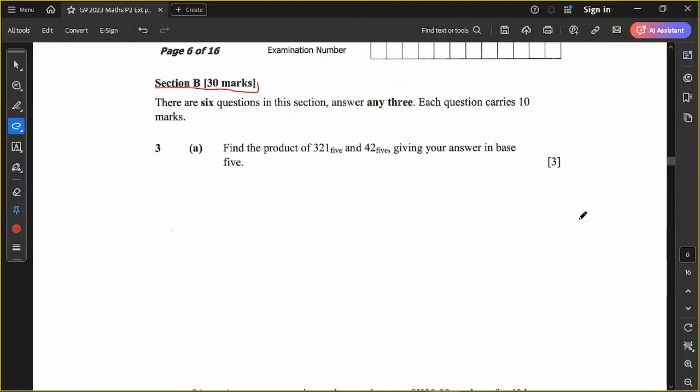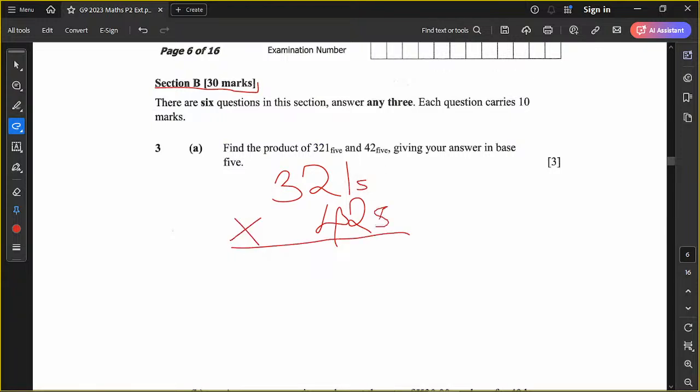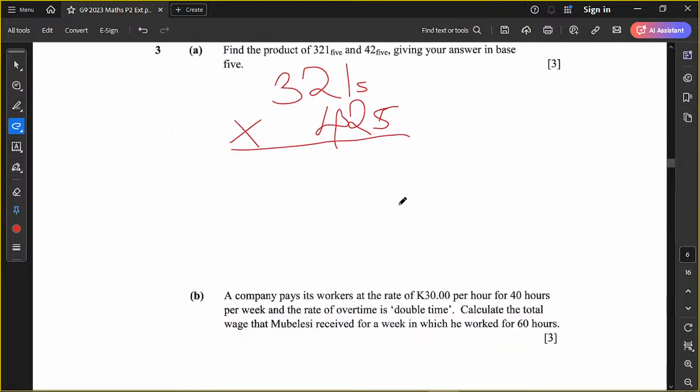Okay, we come to question 3A, which is find the product of 321 base 5 and 42 base 5. Give your answer in base 5. So how do we multiply? We just do like the way we do in base 10. So we write them just like the way we write in base 10. Then we multiply. So for reminder, we can put that is base 5. Okay, so we can go ahead.